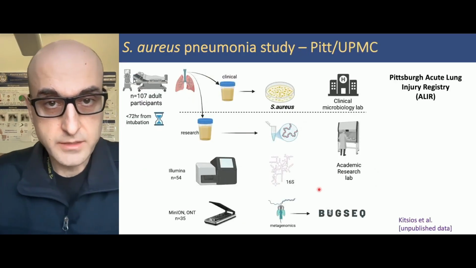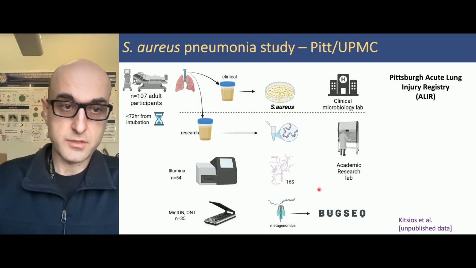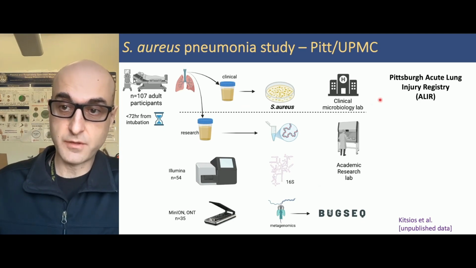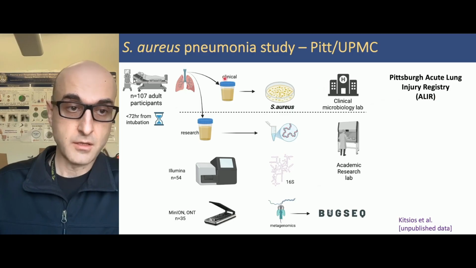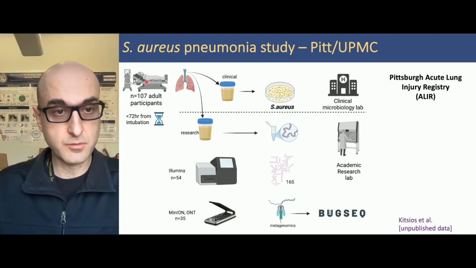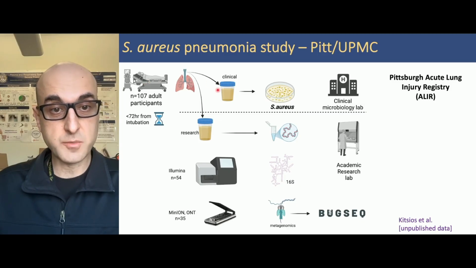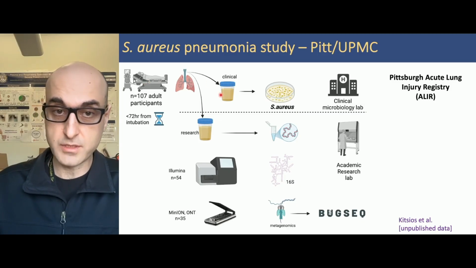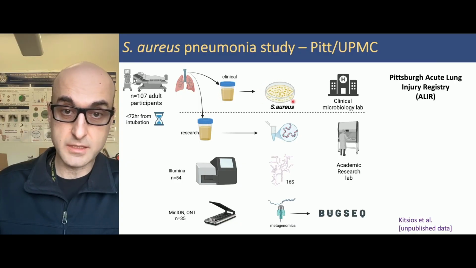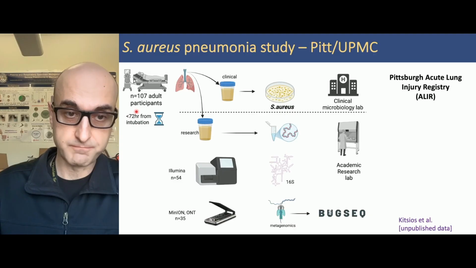And that's why we conducted this study at the University of Pittsburgh. So we selected 107 adult participants that had enrolled in a prospective registry in the ICU. Those participants were all invasively and mechanically ventilated through an endotracheal tube and had respiratory specimens collected for clinical purposes with suspicion of pneumonia, and we included only participants that had Staph aureus isolated from those respiratory cultures. So the gold standard diagnosis of Staph aureus pneumonia. All those cultures were collected within 72 hours of intubation.